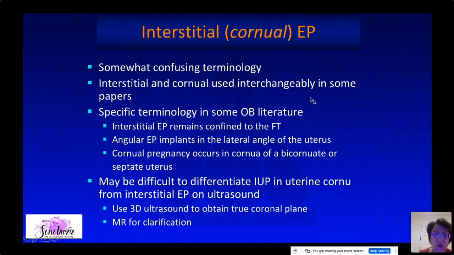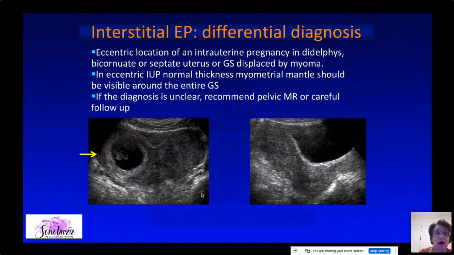Sometimes it's difficult to differentiate those, and 3D may be helpful because you can then obtain a true coronal plane. So again, the differential diagnosis here: this is a true cornual pregnancy. It's eccentric because it's one horn of a bicornuate uterus. In this case, you see myometrium around the gestational sac, unlike the cases I just showed you. But if the diagnosis is unclear, you can get careful follow-up or a pelvic MR.